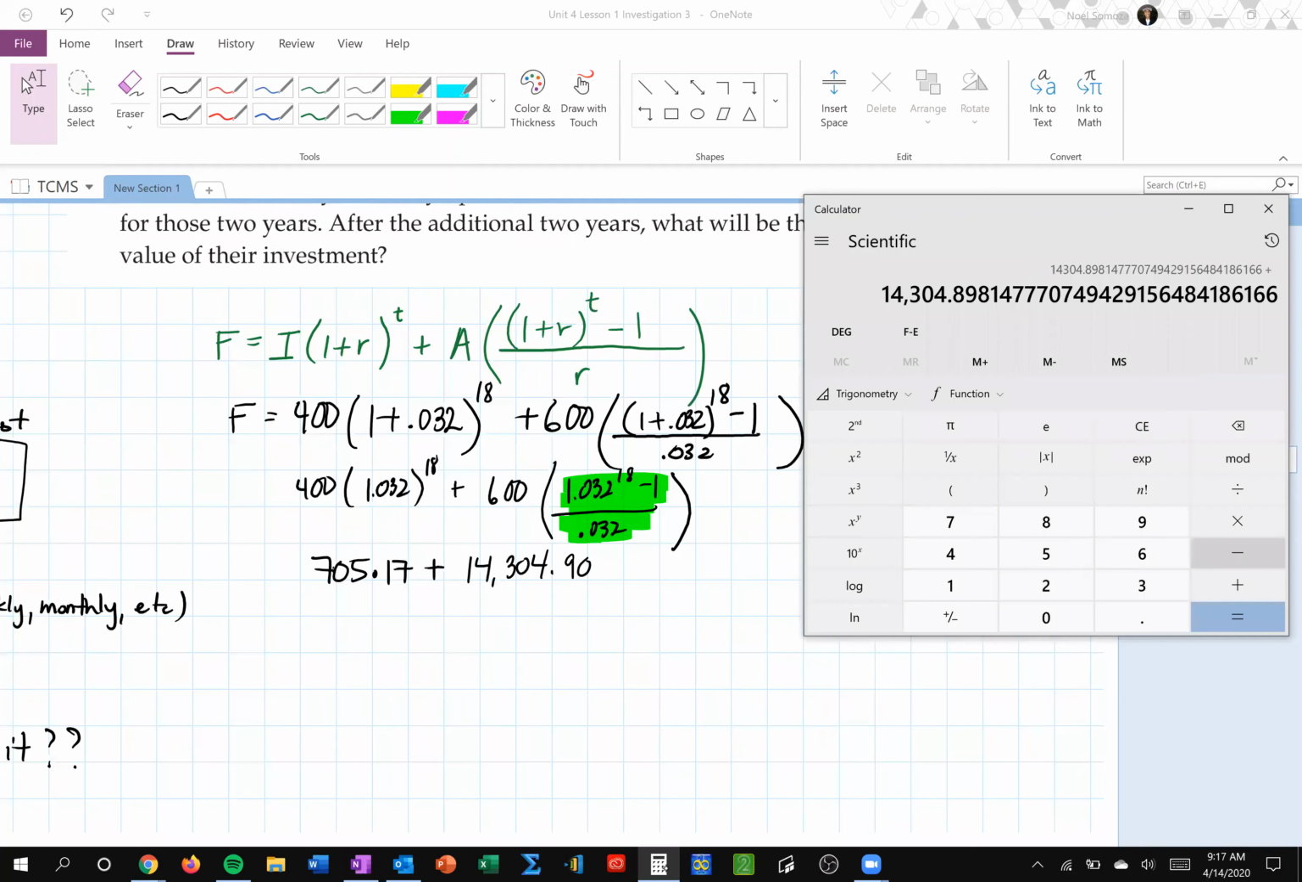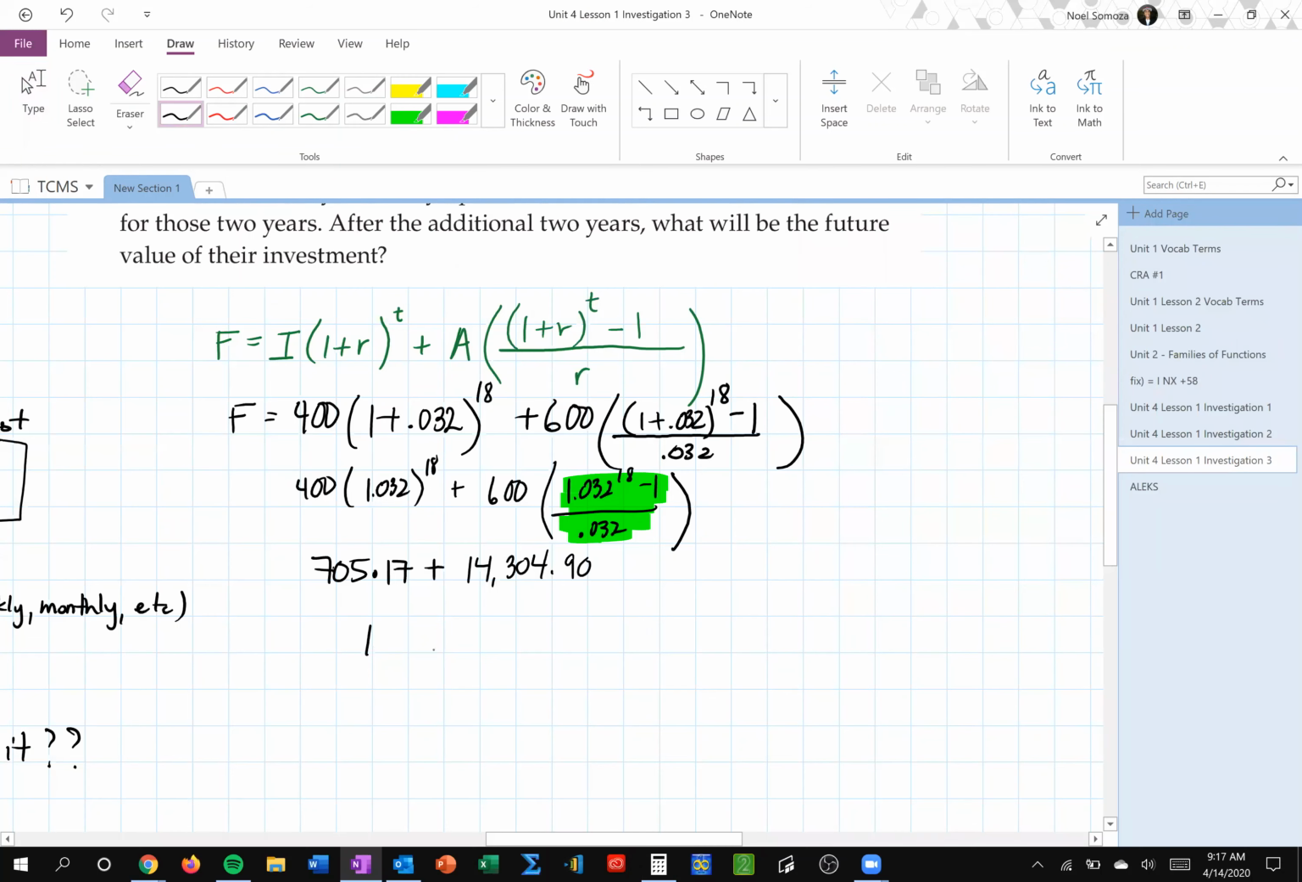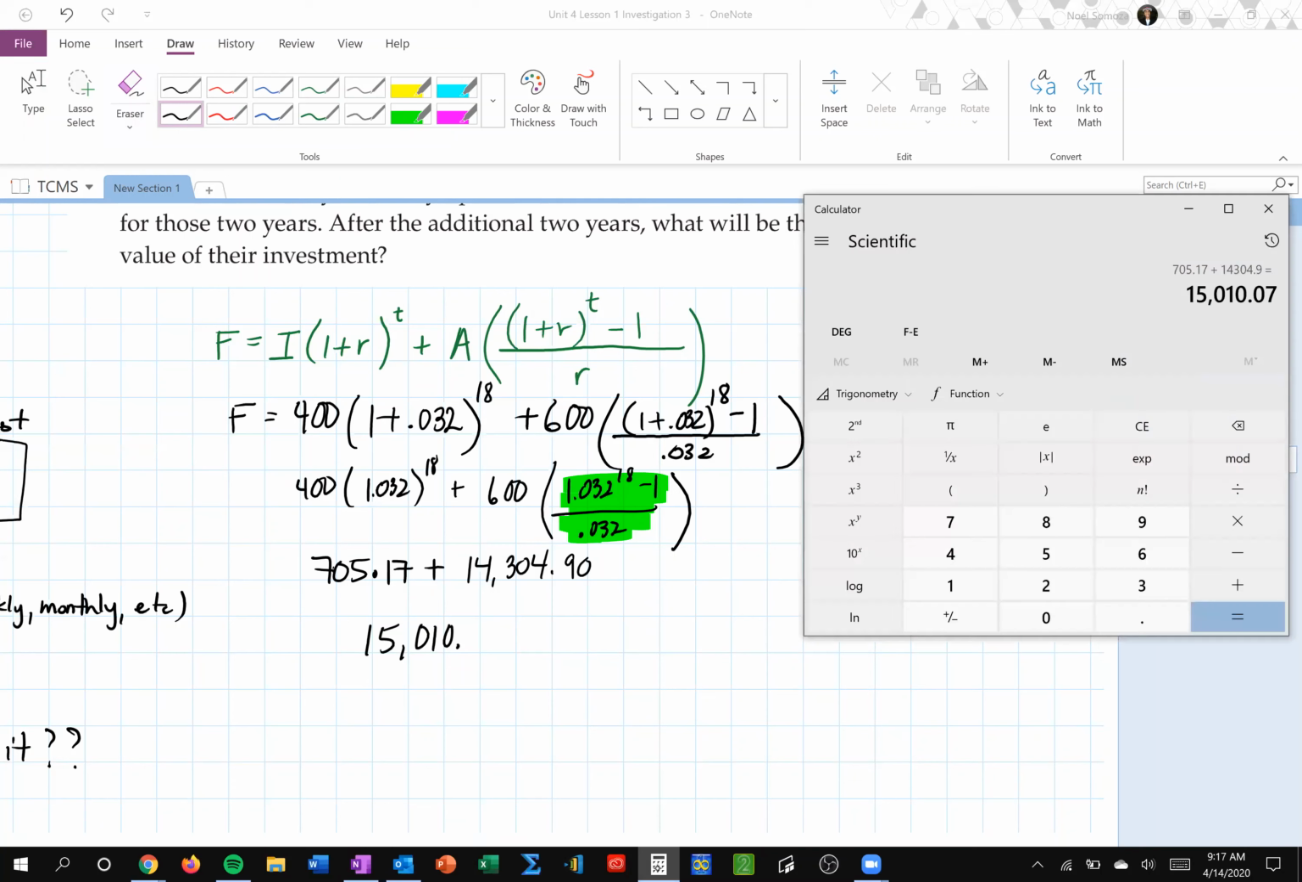All right. Cool, cool. Okay, so then now we just go ahead and add up these two quantities. 705.17 plus 14,304.90. And we're looking at $15,010. Oops, with 7 cents, I think. Yeah.